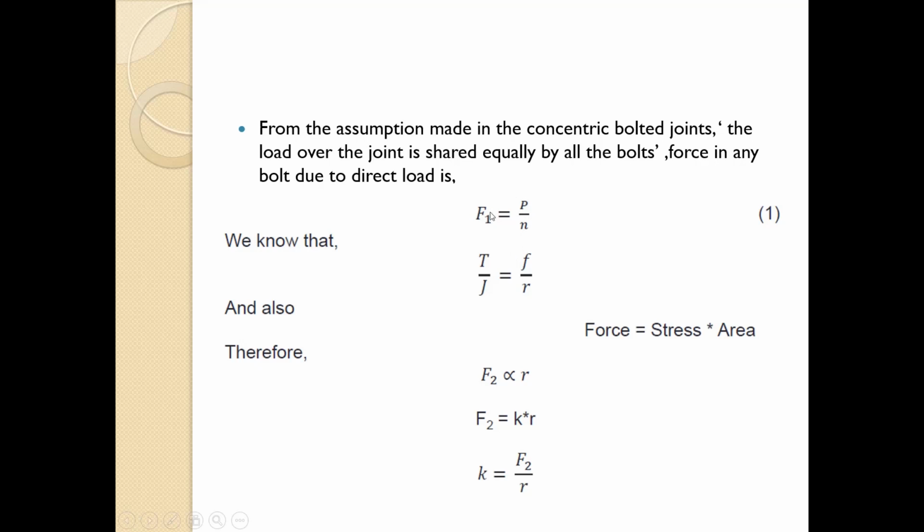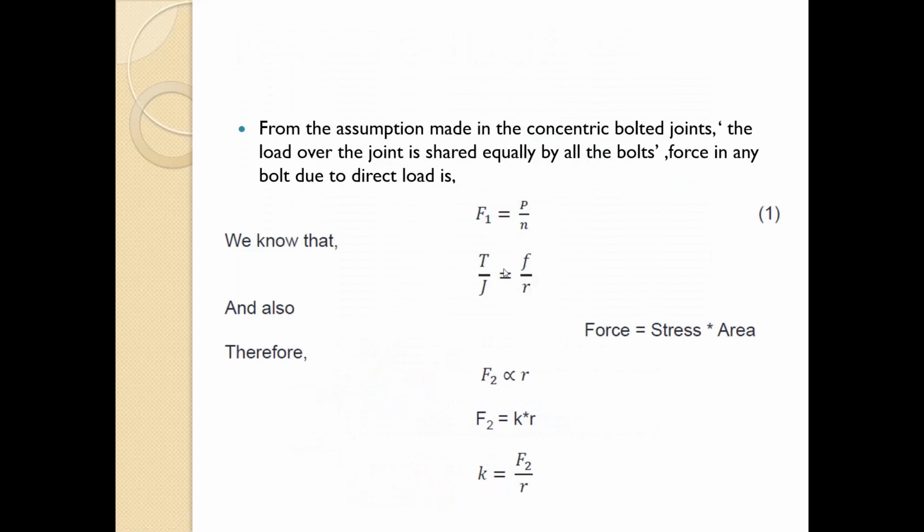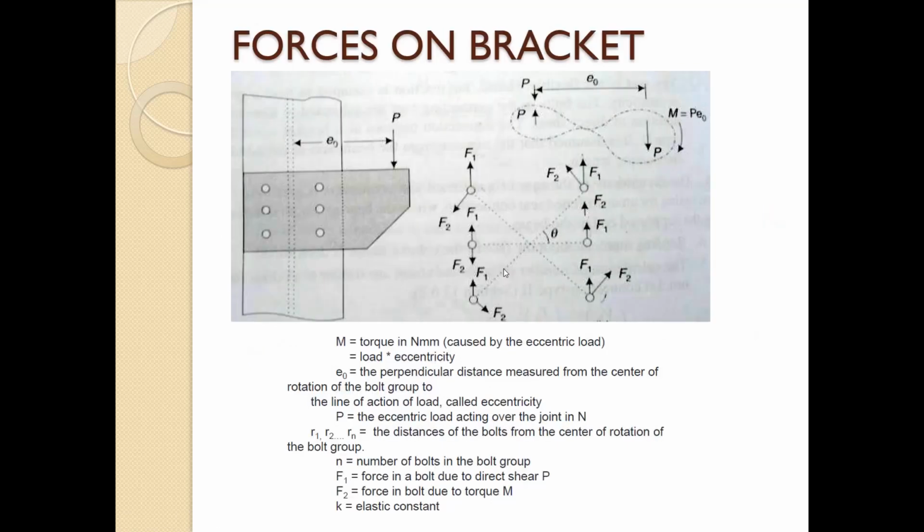So this is the force F1 in a single rivet due to direct shear. And as we know here, these are the R1, R2 distances as per the bolt direction. So this force F2 is in direct proportion to the distance from the CG. If it is nearer, then this force F2 is lower, and if it is longer, then it is higher.